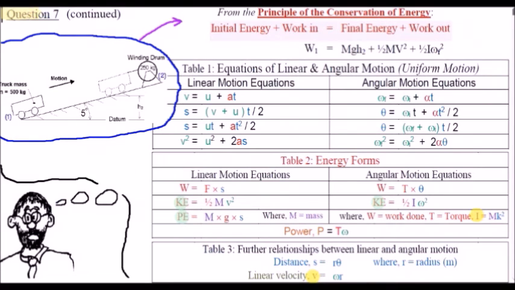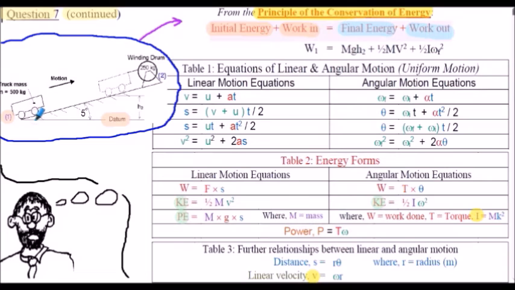Question 7, solution continued. Let's now apply the principle of conservation of energy to this problem. Again, consider the initial energy and the work into the system, and then the final energy and any work out of the system. So at position 1 here, when the truck is at the bottom of the incline and stationary, we will have no kinetic energy because it's not moving. And as the datum is at the bottom of the incline, we'll have no potential energy either. So we'll have no energies at the bottom of the incline.